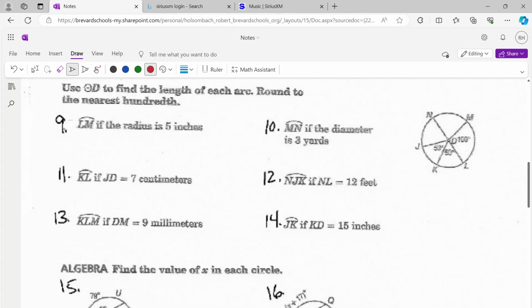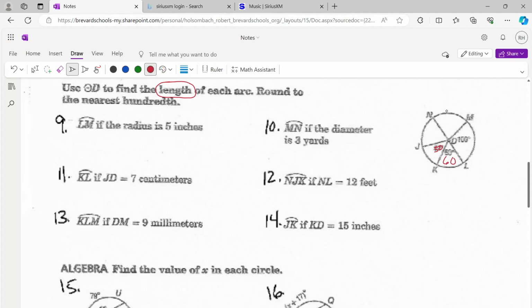All right, and problems 9, 10, 11, 12, 13, 14, these 6 problems. Now we are finding arc length. Arc length is different than arc measure. So we're going to do the same thing at the beginning of this problem. We've got these angles in here again that are very hard to read. We've got a 50, this is a 50, and this one is 60. We've got 50, 60, 100, and we're told use D to find the length.